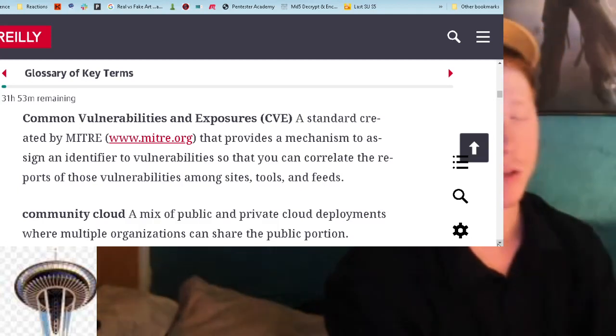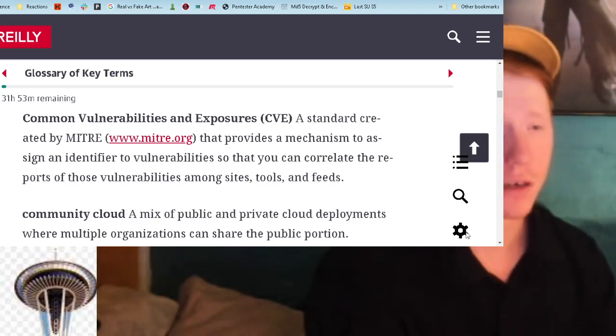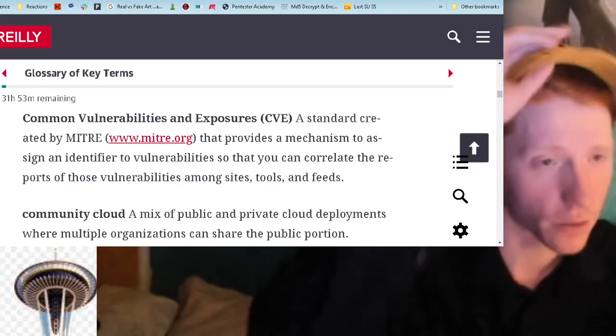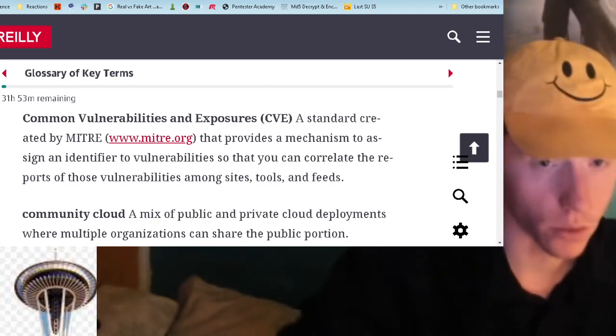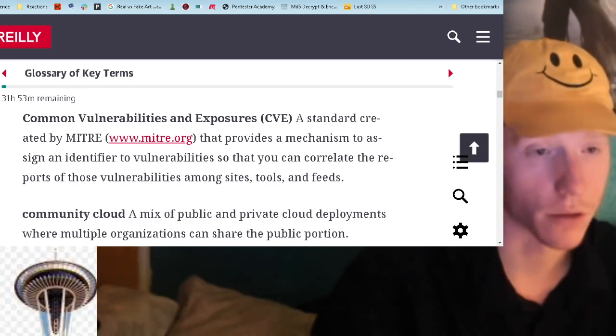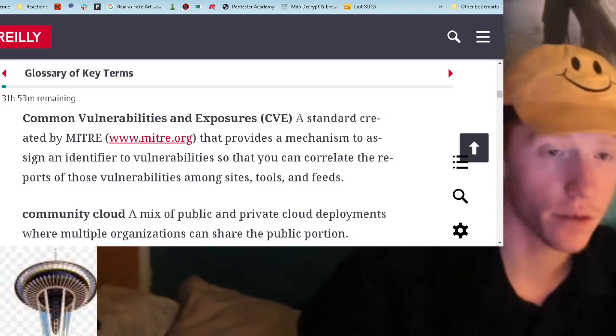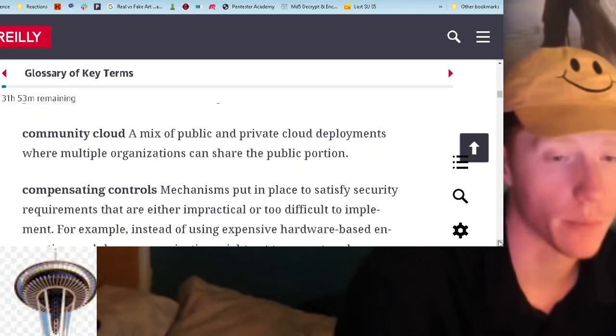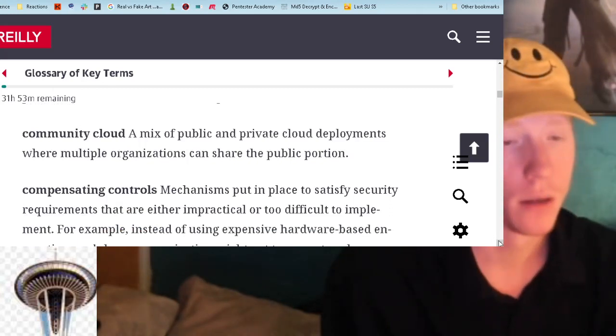Common vulnerabilities and exposures. A standard created by MITRE that provides a mechanism to assign an identifier to vulnerabilities so that you can correlate the reports of those vulnerabilities among sites, tools, and feeds. Community cloud is a mix of public and private cloud deployments.